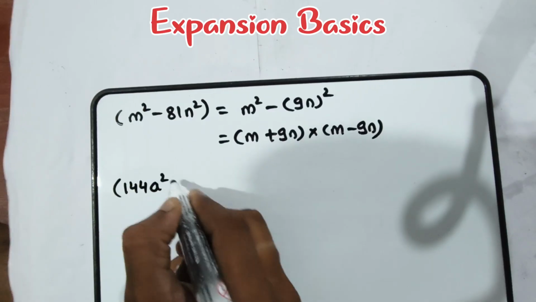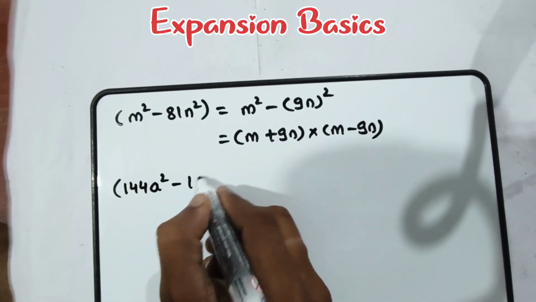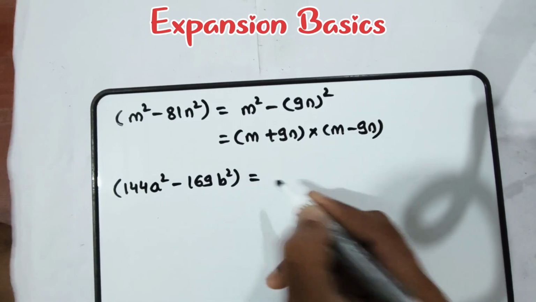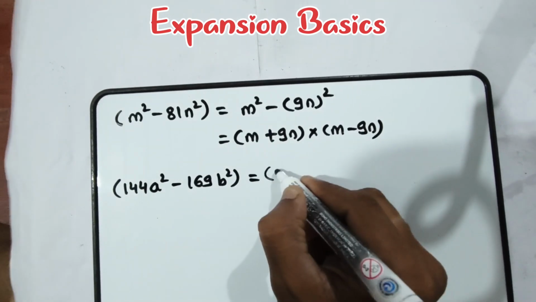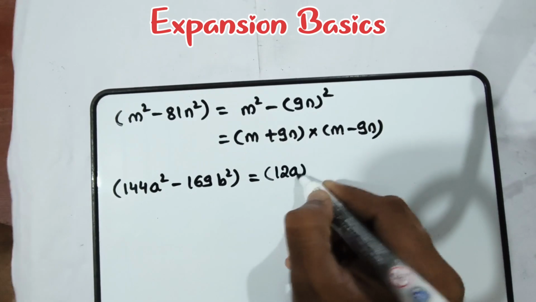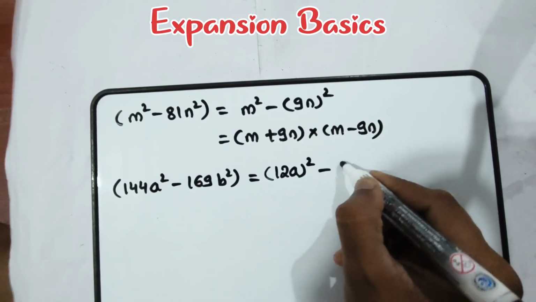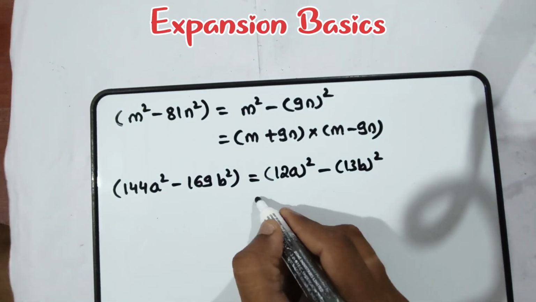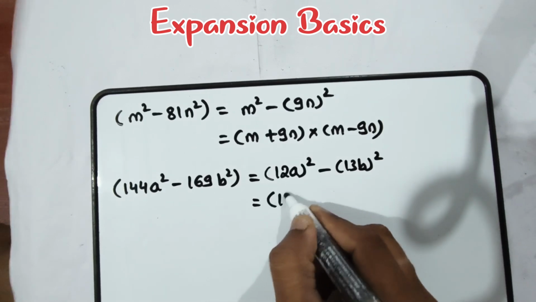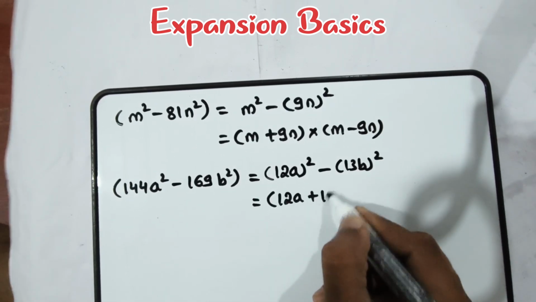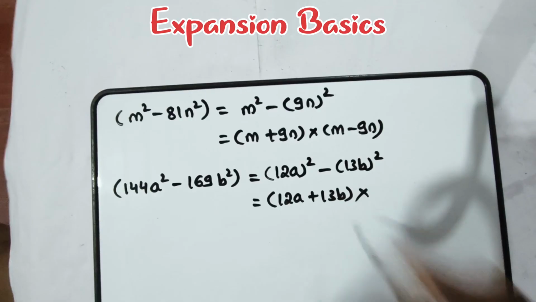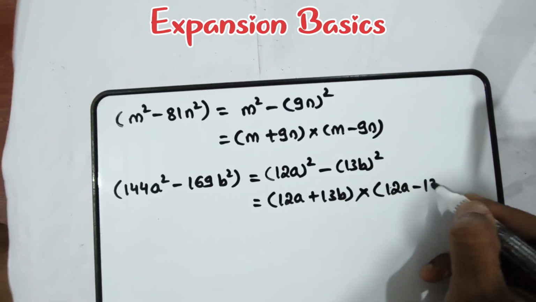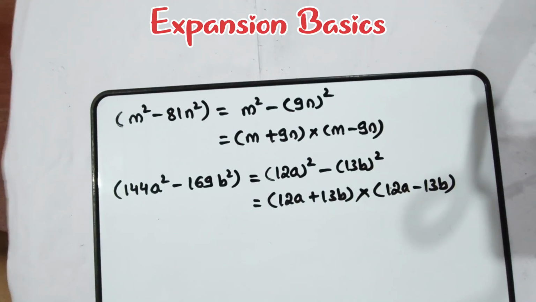Here is one more question. 144a square minus 169b square. That is 12a whole square minus 13b whole square. A square minus b square: 12a plus 13b bracket into 12a minus 13b.